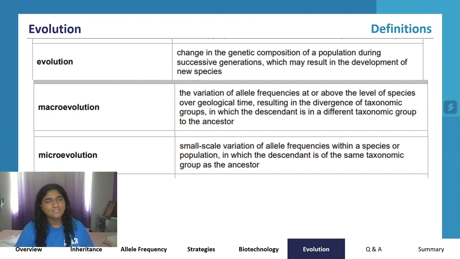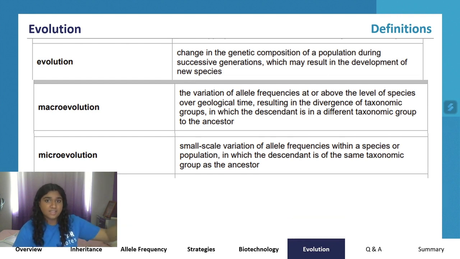So these three I have copied straight from the QCAA glossary. Evolution is the change in genetic composition of a population over generations, which may result in the development of a new species. So anytime a species has evolved from its common ancestor, something regarding evolution has happened.